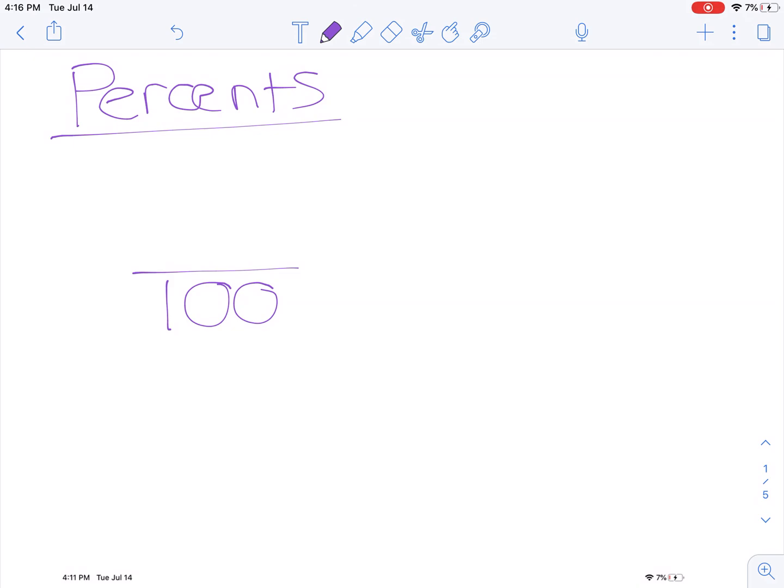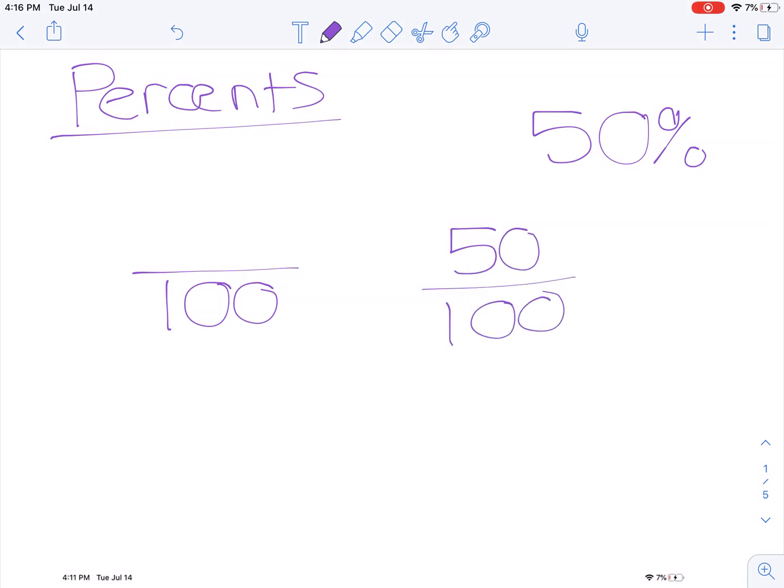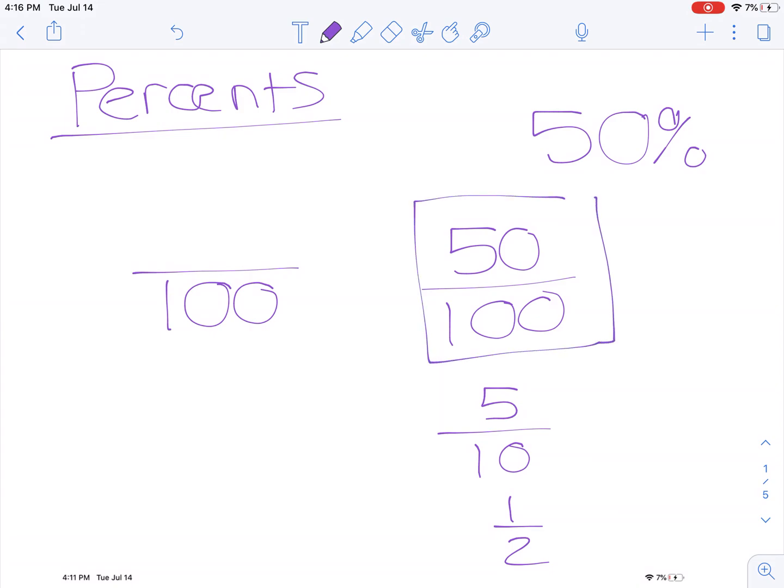So let's say you get a 50% on a quiz, that means you got 50 out of 100 questions correct. Or another way to think of that is maybe you got 5 out of 10 questions correct. Or maybe you got 1 out of 2 questions correct, okay? Even though a percent is known to be out of 100, it might not always be like this. Like, could you imagine if every time I gave you guys a test, I would give you 100 questions? It would take you forever.